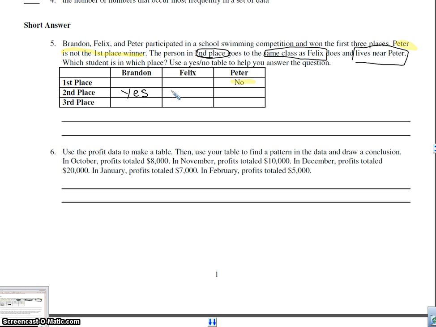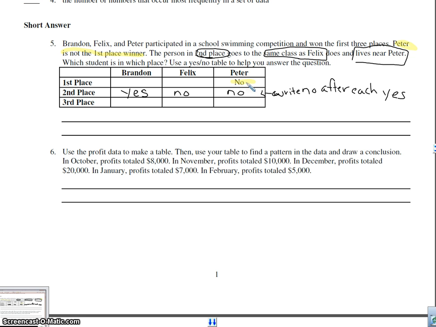Okay. And then if we've put a yes, obviously all the other ones are no because only one person can win second place. So I put no. I write no after each yes. I'm using a new tablet here, guys, so hold up with me as I'm learning how to write things and how to erase.